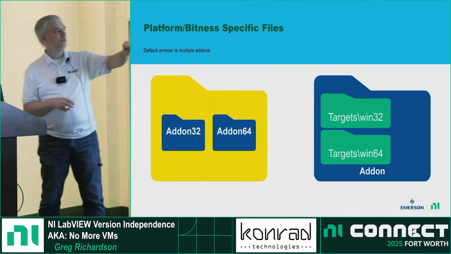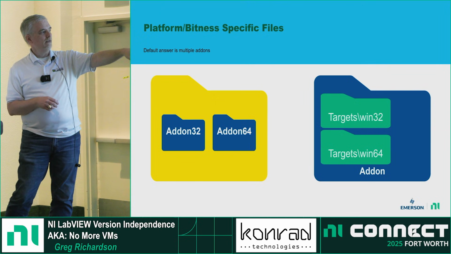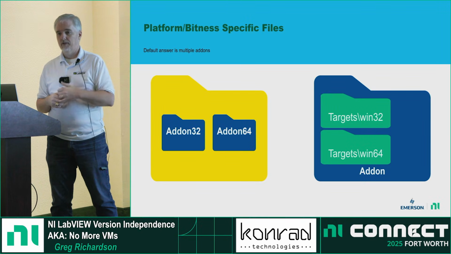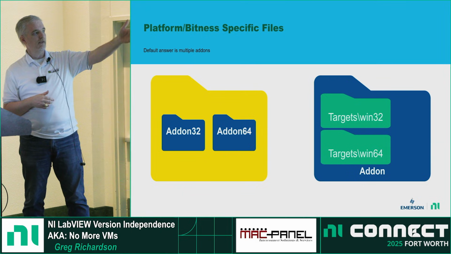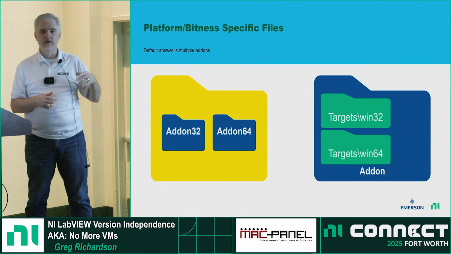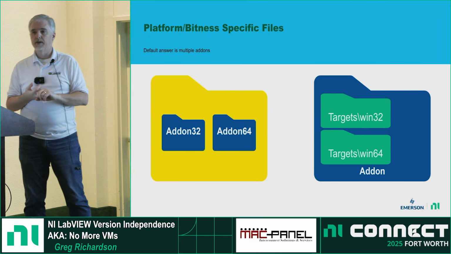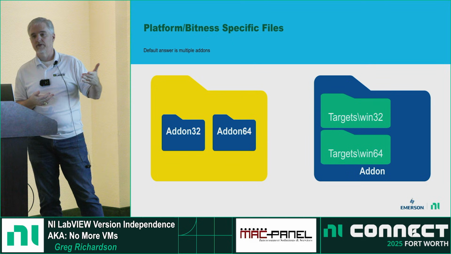But in 2024, I believe it was, we also extended an existing concept of the targets directory. For a long time, we've had targets directories, and that's where you could put RT specific files or FPGA specific files. There were defined directories underneath this that RT and FPGA targets would use. Well, now we've extended that to the desktop targets. So there's a Win32 directory, a Win64 directory, a Linux directory, a Win directory that's bitness agnostic. And these are all options for you to put more files in.